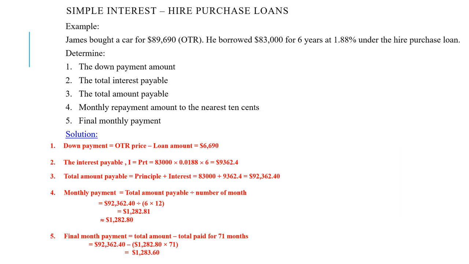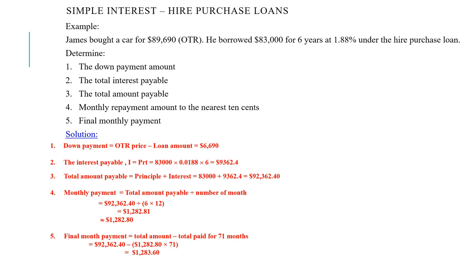Okay, so let's look at hire purchase loans. James bought a car for this much. OTR is on the road, that means that is the final price of the car. He borrowed 83,000. So whenever you see he borrowed 83,000, that is your principal. 6 years is your time. Your interest rate is 1.88%.